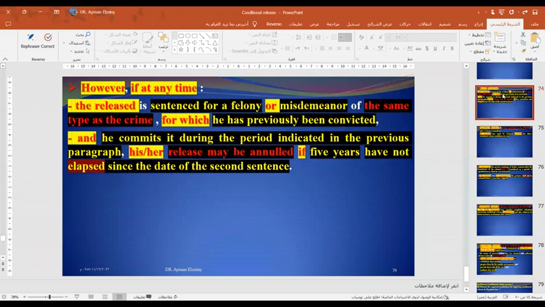However, if at any time the released person is sentenced for felony or misdemeanor of the same type as the crime for which he has previously been convicted and he commits it during the period indicated in the previous paragraph, his or her release may be annulled if 5 years have not elapsed since the date of second sentence.